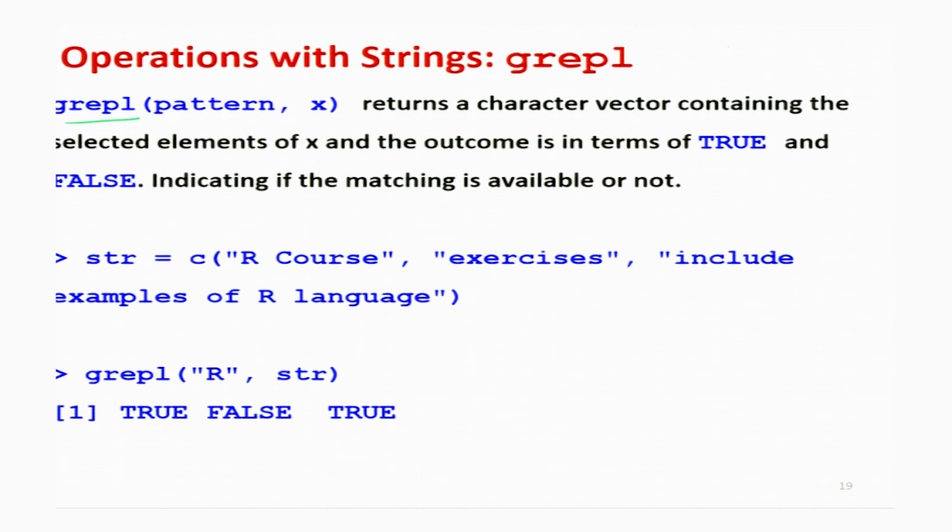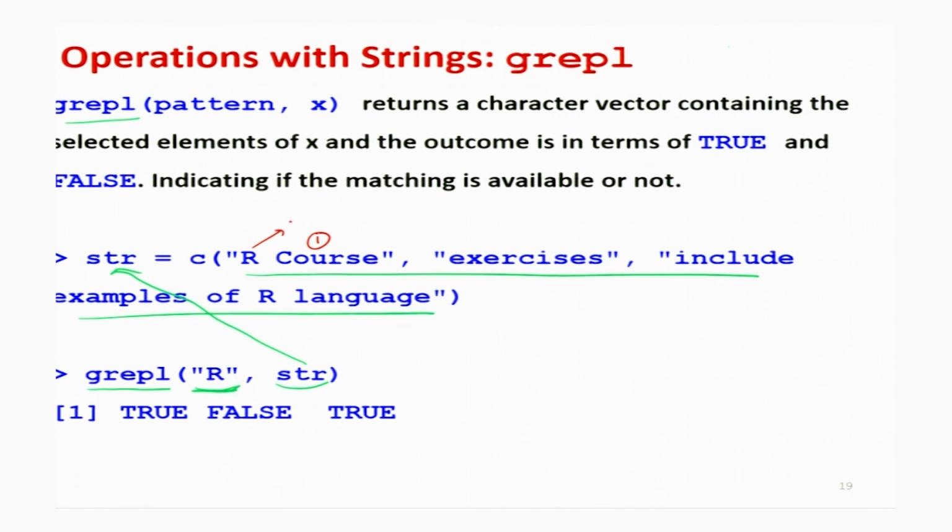So let me take one example and show you here. Suppose I take the same example, where your string is str: R course exercises includes examples of R language. Now if I use grepl and look for the word R, or the alphabet R, you can see I'm giving it R and the str. This is string number 1, and here you have the R, so it will give you the answer true.